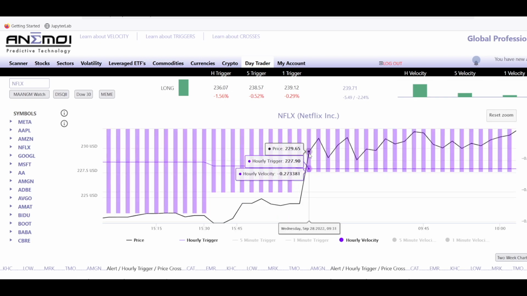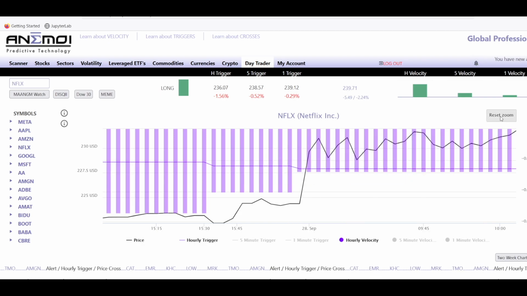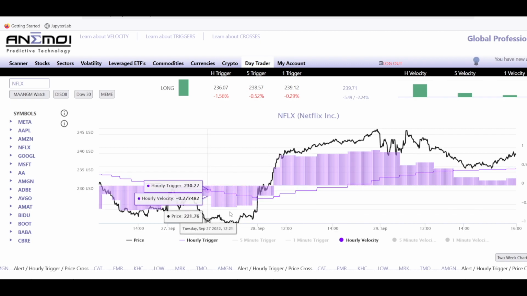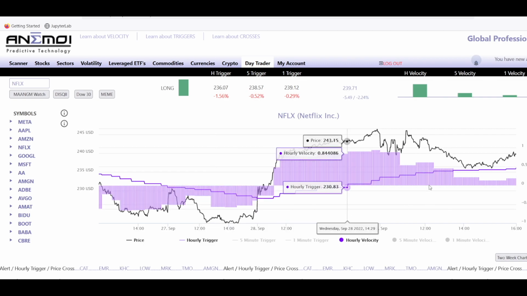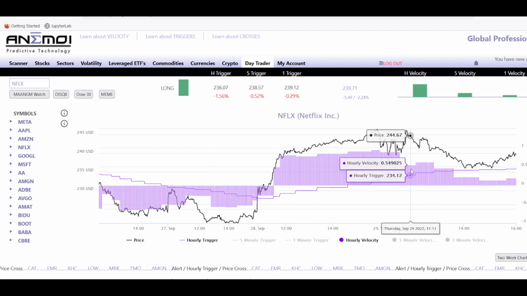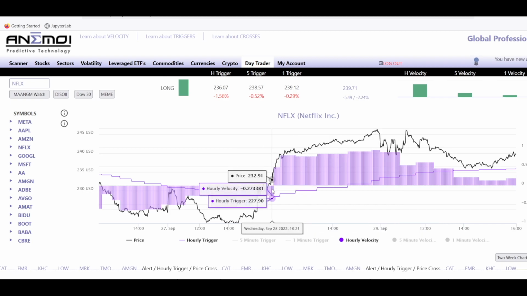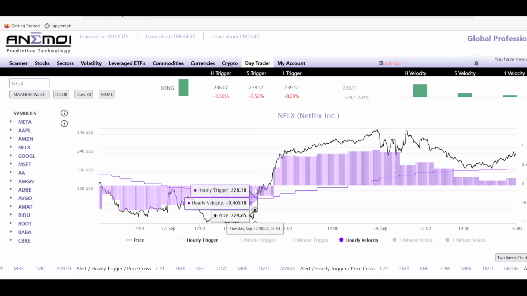Now, if we look later, you can see the price actually broke through the hourly trigger. But what happened here is that the negative velocity print was negative 2.7. Now, it's important to know what the velocity prints are for each kind of stock, for each kind of big cap, small cap, medium cap, but watching them close enough for a short amount of time will give you the info on that.